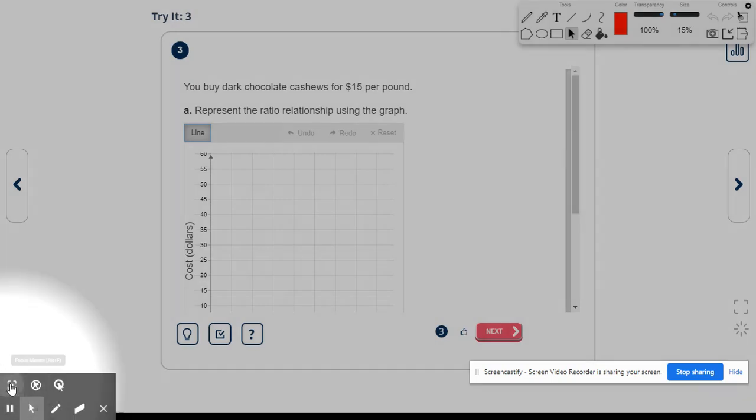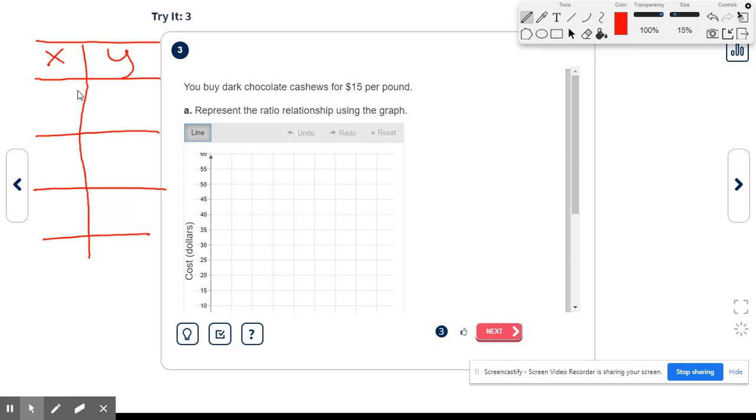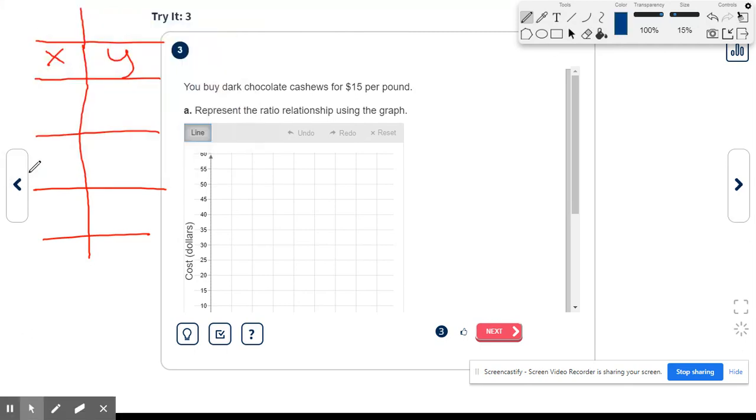I'm going to undo the focus. Here we go. Now, I'm going to write the ordered pairs on this side. So our ordered pairs, our x and our y. It's not even straight, okay, trying my best here. So our x represents the weight, the pounds, and this will be the cost in dollars.